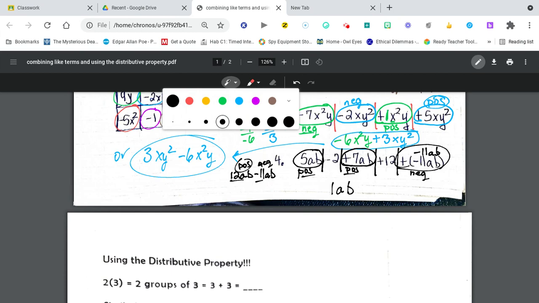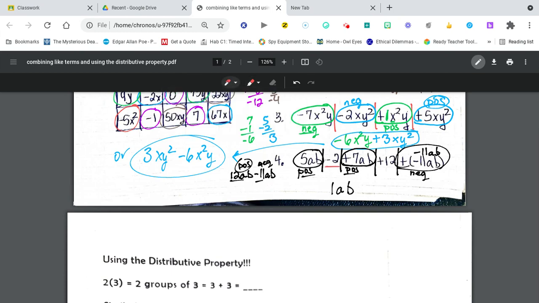And then you have some constants here, okay? So you have the constant -2 and the constant +12. Well, that's negative and that's positive. So they're different. Since they're different, you subtract. Well, what is 12 minus 2? Well, 12 minus 2 is 10. And it's more positives than negatives. So I get a +10. If I say +10, I write +10.